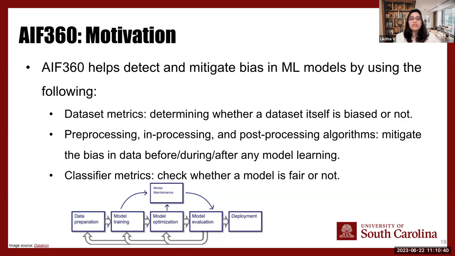The first one is dataset metrics, which checks whether the input dataset is biased already in the first place, prior to the machine learning from it. The second is that it checks whether the algorithms used, whether before, during, or after model training, are biased. And the third one, the classifier metrics, is checked after, and it checks whether the model itself is fair or not when making decisions.